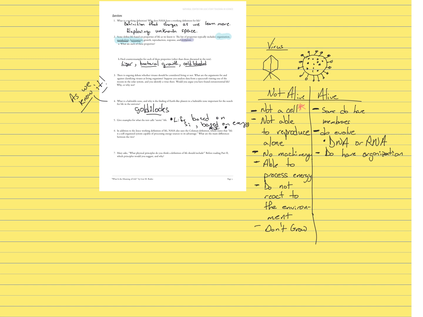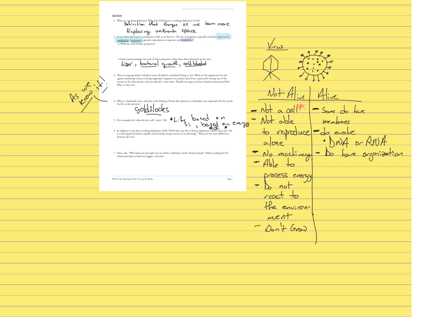In addition to the Joyce working definition of life, NASA also uses the Coleman definition, which states that life is a self-organized system capable of processing energy sources to its advantage. By the way, self-organized, you see that? The self-organized system processing energy. A virus is not self-organized. It's organized by your cells or by the host. Everything about it is put together by the host. It doesn't do any of that on its own.